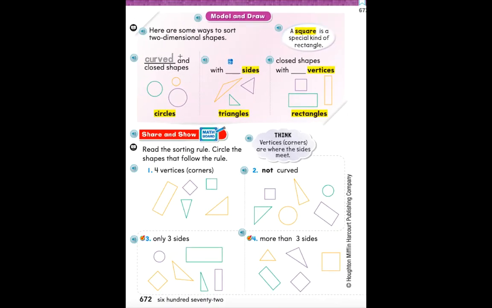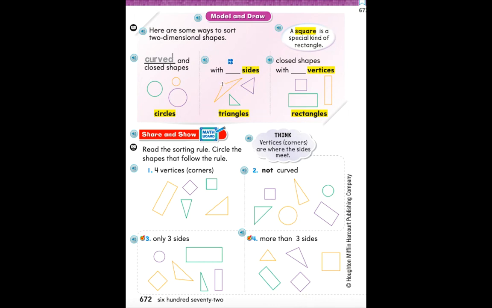Hi, boys and girls. Today we are going to learn about two-dimensional shapes and the ways you can sort them. There are many kinds of two-dimensional shapes, but this time we are going to focus on squares, circles, triangles, and rectangles. We are going to talk about the sides and vertices of these shapes. So, what are the sides and what are the vertices? I will explain it to you now.